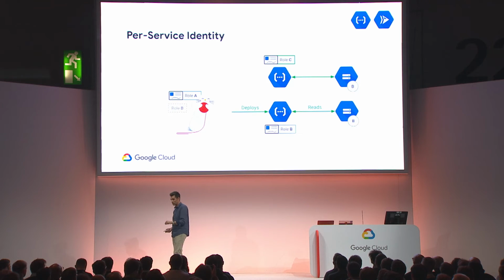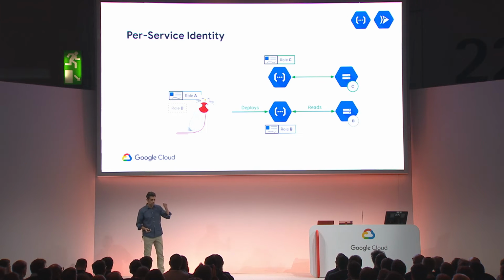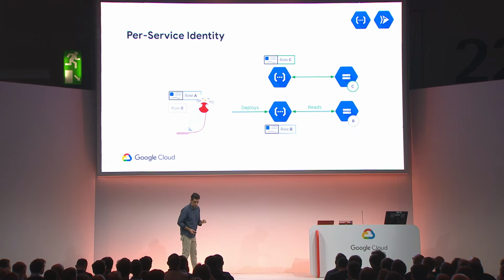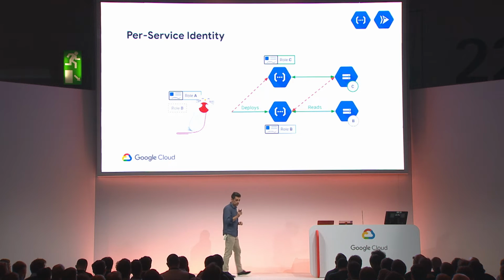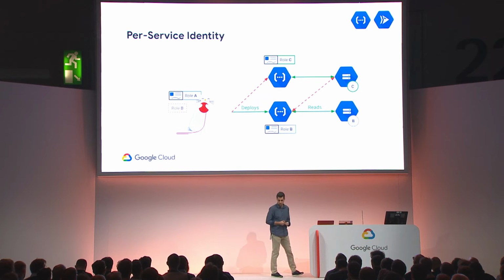What you actually want to do is give that second function a different identity and give the second storage bucket a different set of permissions, and then you can't get that cross-access situation.